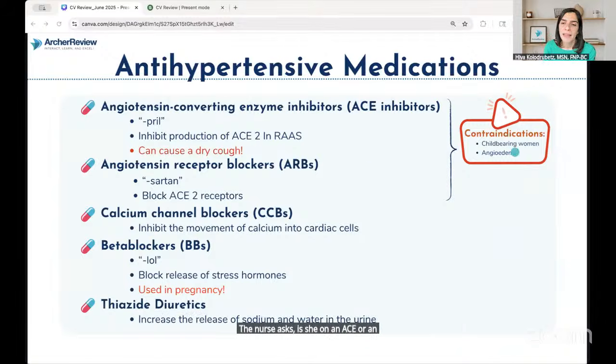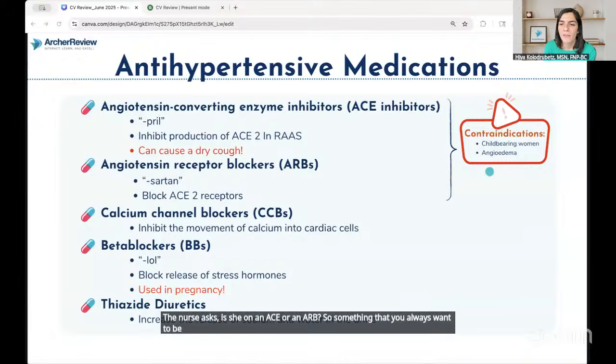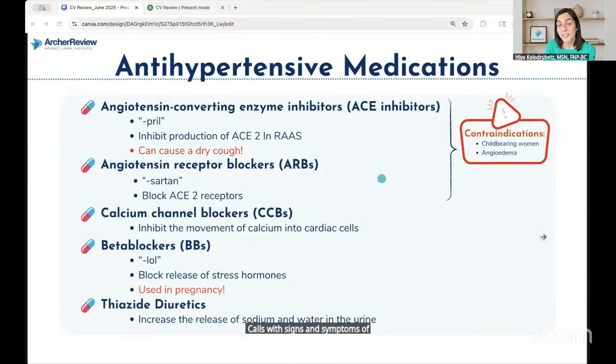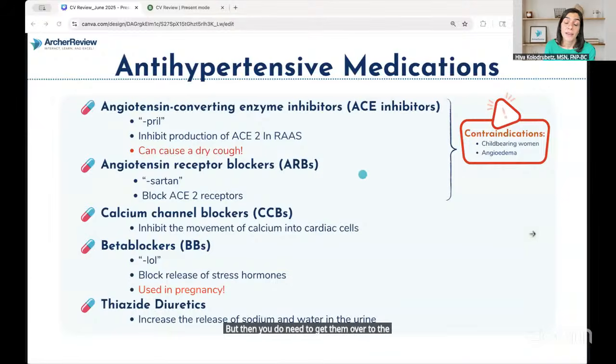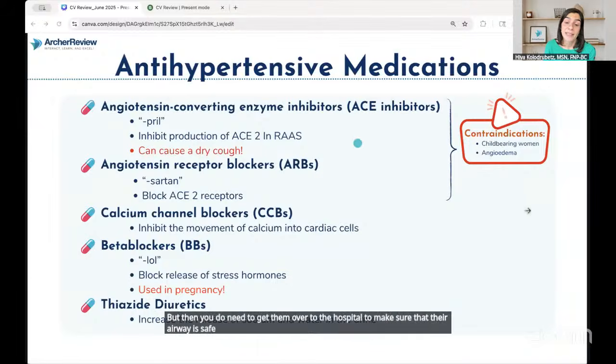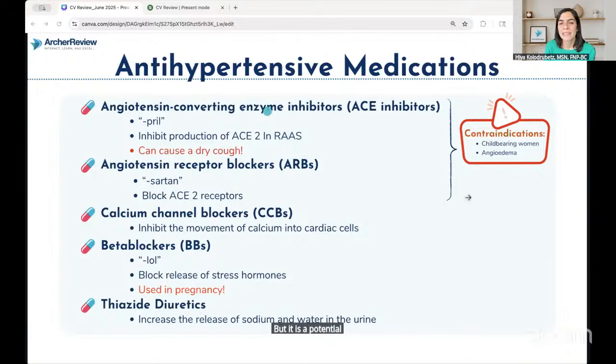So something that you always want to be thinking about if you have a patient who calls with signs and symptoms of angioedema or walks into your office like I did with signs and symptoms of angioedema, you do need to get them over to the hospital to make sure that their airway is safe and we can safely get them back down to normal, but it is a potential adverse effect of ACEs and ARBs.